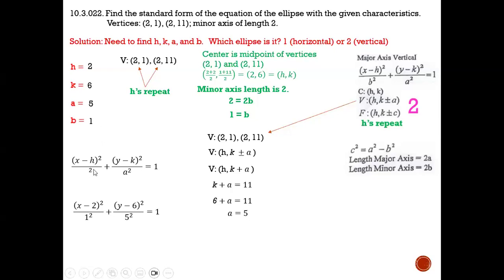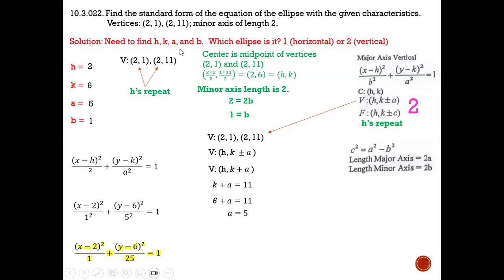I just noticed that. That's a typo right there. The 2, it should have been a B. Simplify, and what do we get? X minus 2 squared over 1 squared, which is 1. Over here, y minus 6 squared over 5 squared is 25 equals 1. So this is the equation for the standard form of the ellipse, given all of these characteristics.